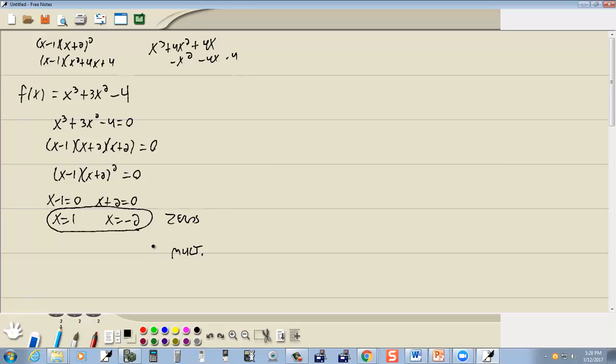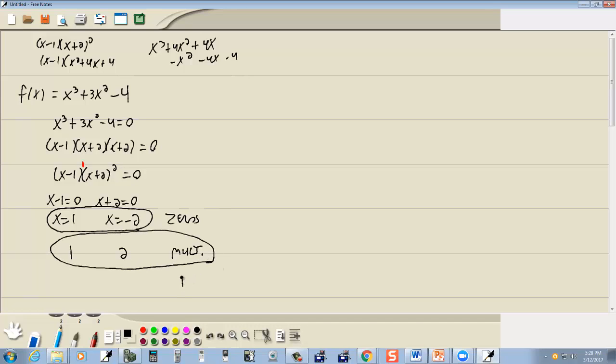Multiplicity is how many of them do you have? And it goes back to your power up here. This would be a multiplicity of 2 since this has got a second power. Now I might say this other one doesn't have a power, but if we were to put a power here, it would be the first power. So that would be a multiplicity of 1.